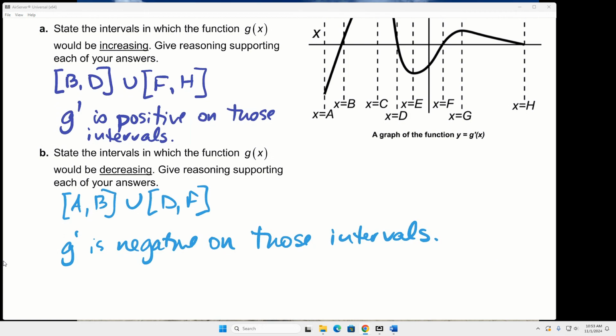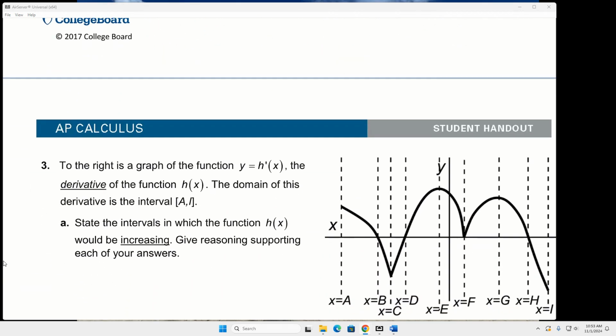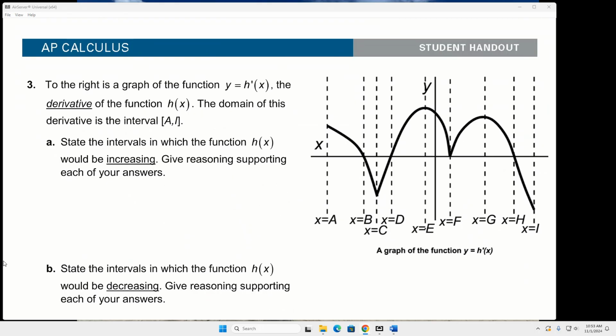And then the next one is the same thing. We have the derivative, and we're deciding the intervals of increasing and decreasing of the original function h. This one is a little tricky. This right here, where it actually touches the x-axis, you feel like you might not want to include it, but we do include it. So when we're doing the intervals of increasing, we are going to start with A to B, and then we're going to go D all the way to H.